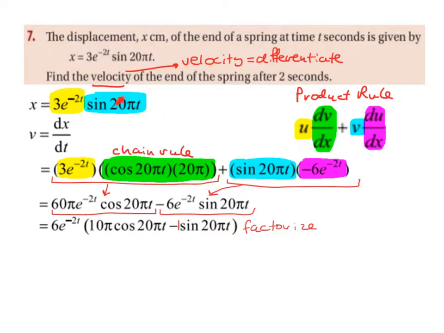Now notice that these two terms are stuck together, and anything stuck together in maths means multiply. So if we want to differentiate, we must use the product rule, which is u dv dx plus v du dx, where u is the first term, 3e to the power minus 2t, and v is the second term, sine 20 pi t. So v, the velocity, is going to be dx dt, the derivative of x with respect to t.